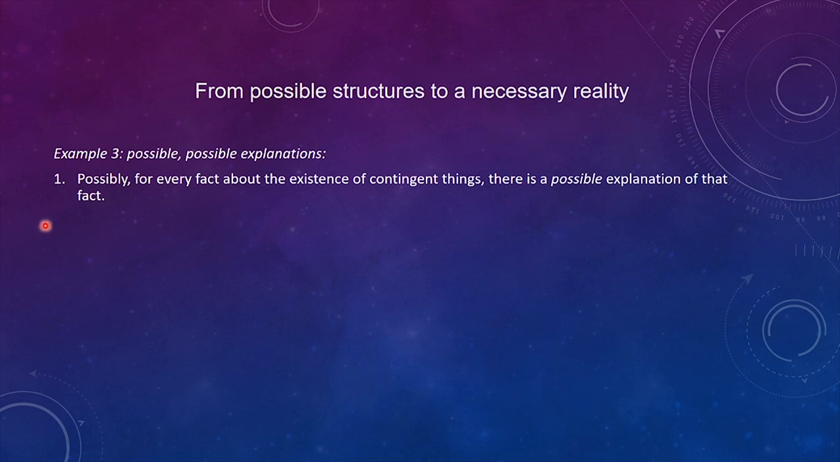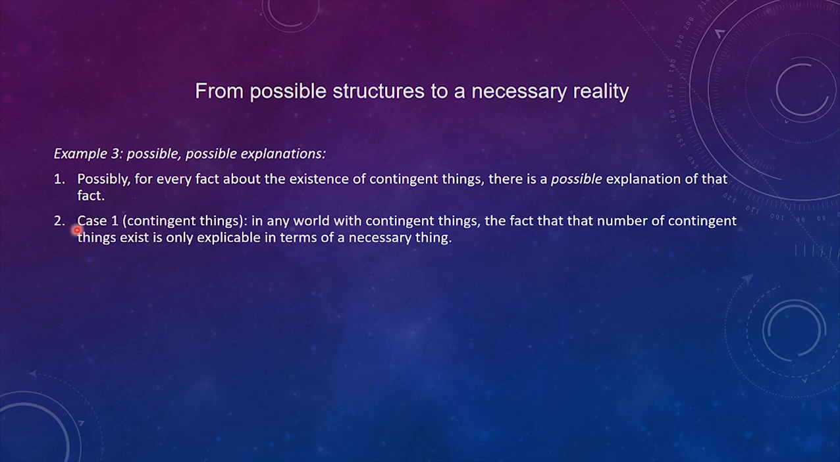Well, to complete the argument, I'm going to consider two cases. The first case is the case where there are some contingent things. So go to any possible world where there are some contingent things. Then the fact that there are those contingent things, that number of contingent things, is only going to be explicable, to avoid circularity, not in terms of some contingent things, but in terms of a necessary thing. A necessary thing can explain why there's that number of contingent things.